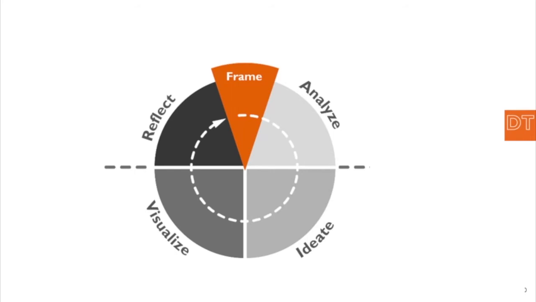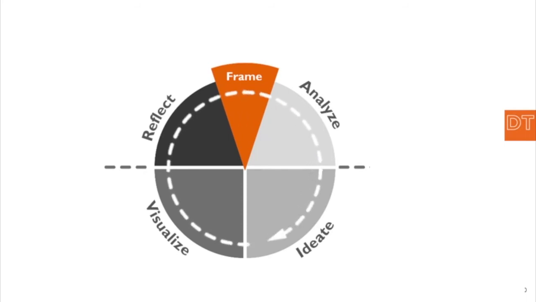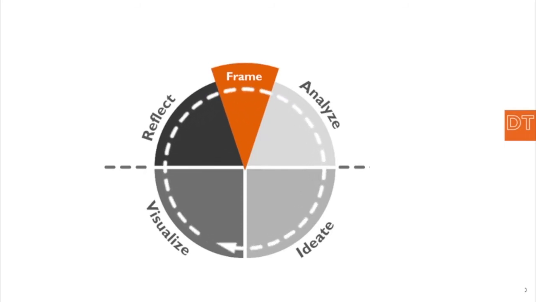You frame the situation, you analyze, you ideate, you visualize or prototype, and you reflect on it. And you do it again and again and again. Frame, analyze, ideate, visualize, reflect. Reframe, analyze, ideate, visualize, reflect, and on and on and on. That's design thinking, or how you do it.